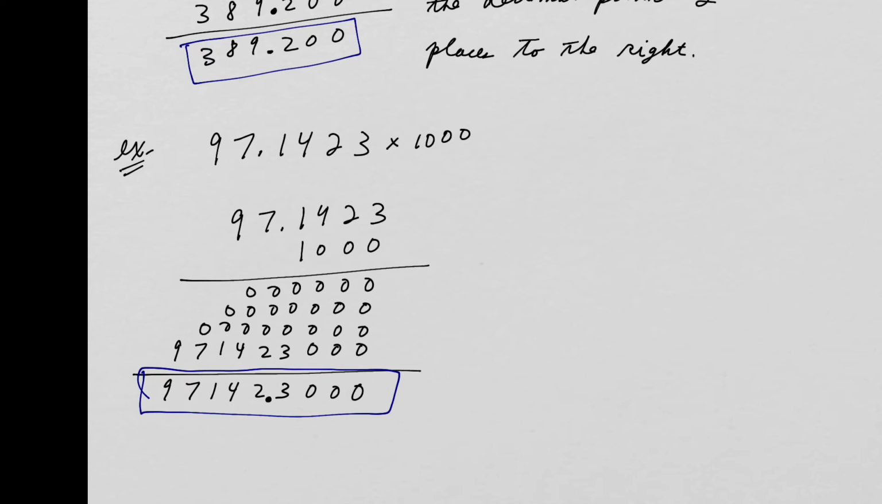So what are we doing in general? In general, we're moving the decimal point the same number of places to the right that the power has zeros. Since you're multiplying by 1,000 and it has 3 zeros, that's the number of decimal places I move to the right. Okay, so let me write that out. So I'll say, in this case, move decimal point 3 places to the right.